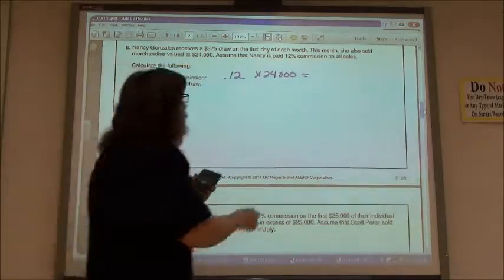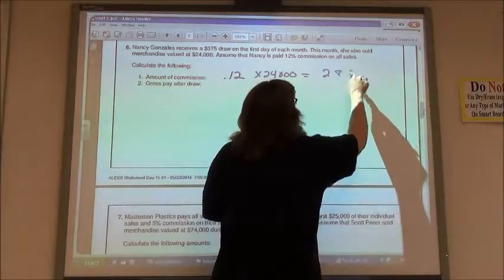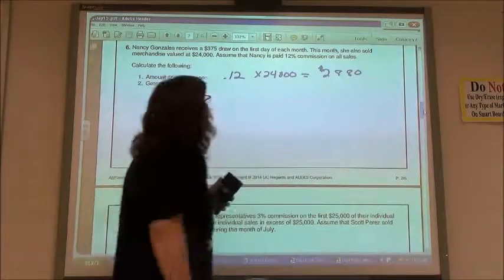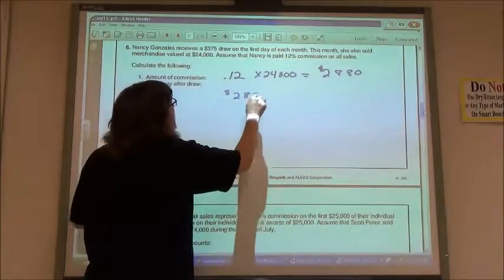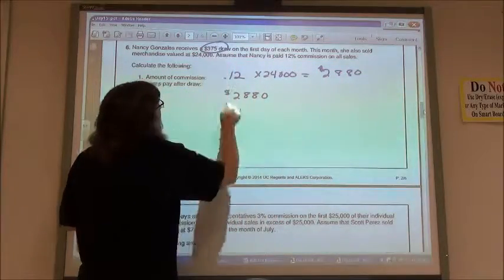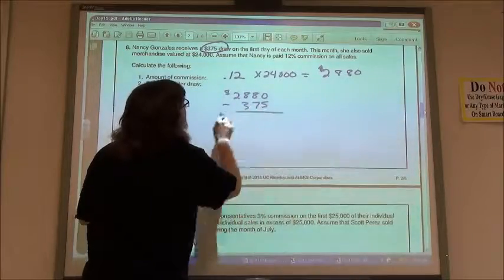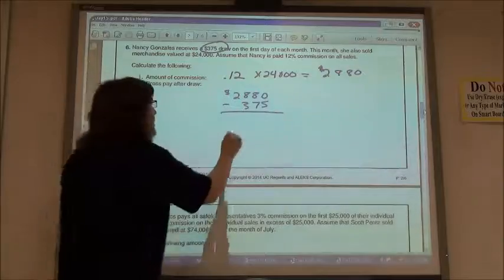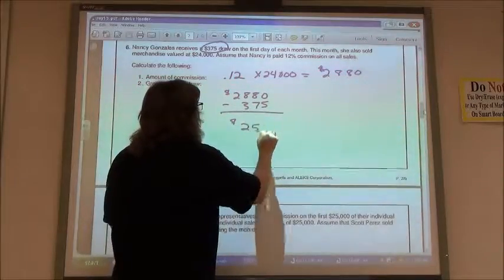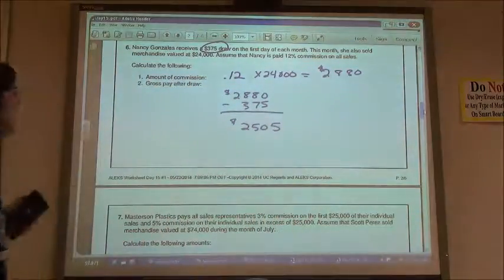If I multiply that out, we get $2,880. Gross pay after her draw, she would have gotten $2,880, but she drew out $375 on the first of the month. So if we subtract off that $375, $2,505 would be the gross pay after her draw.